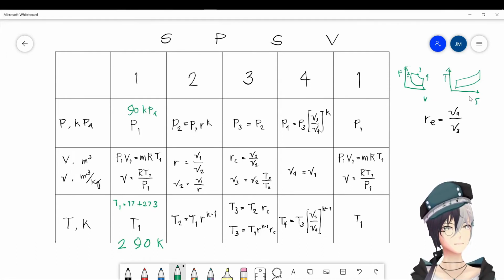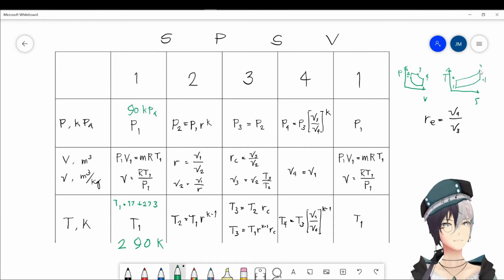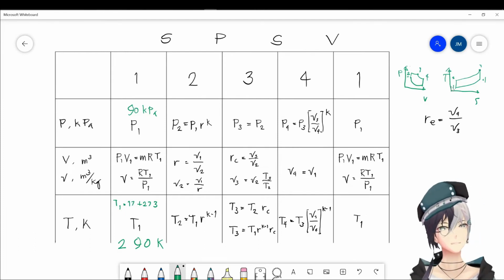TS, so constant entropy S. This is your vertical line, 1 to 2, then 2 to 3, 3 to 4, and then 4 to 1. Where does the highest temperature occur from the diagram? We can see that it's over here at point 3, at this state, state 3.